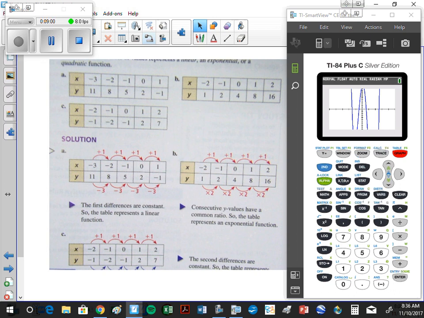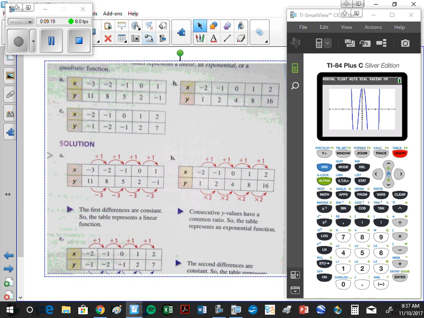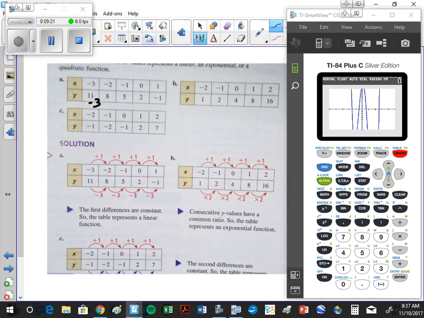Now this table of values is horizontal, but that's okay. Look at the x values: -3, -2, -1, 0, 1. So the x's are going up by 1. Do you see a pattern in the y's? -3, -3. If I check 2 of them, is that enough?